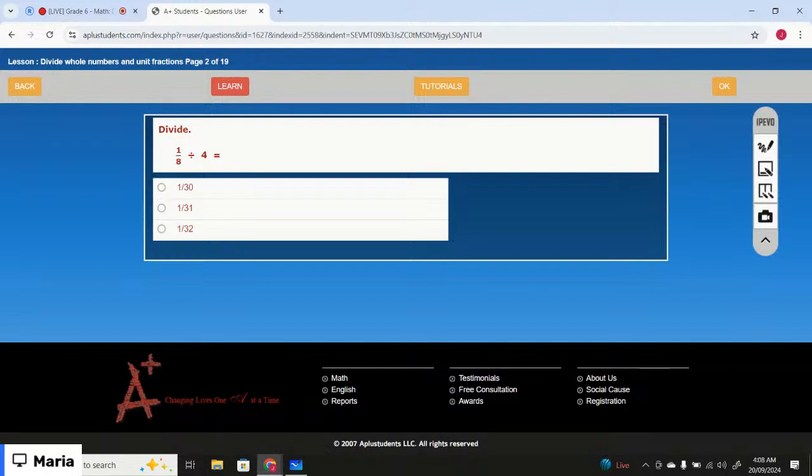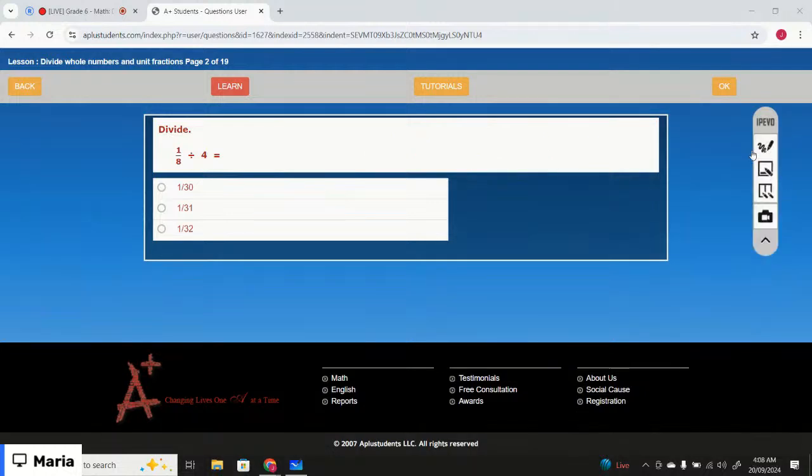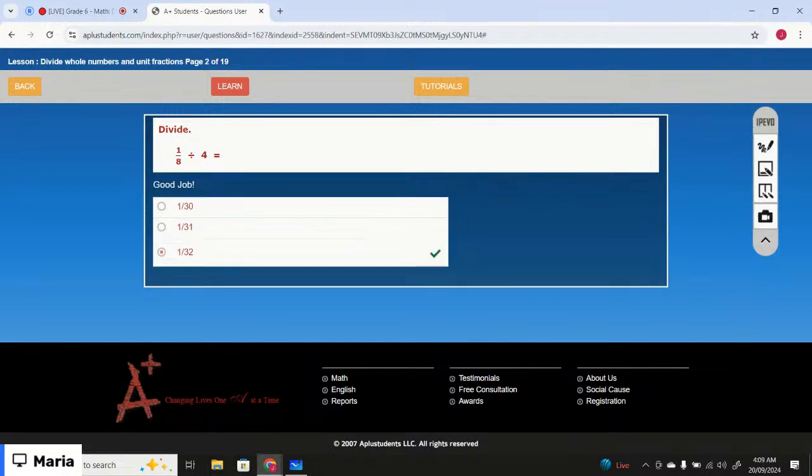One over 8 divided by 4. So you need to convert this division sign to multiplication. Now reciprocal this 4 by 1, right? It would be then 1 over 4. Yes, very good. That is 1 over 32. Option number 3 is the correct option. Very good. That's option number 3.